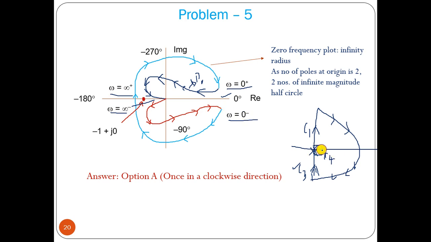Now we have this C4. This is 0 radius in the Nyquist contour, but in the Nyquist plot it becomes infinity radius, and we have 2 poles, so 2 half circles. So from here we have 2 half circles. This is one half circle and this is your second half circle, two half circles from here to here. This is the total Nyquist plot that we can draw very easily in clockwise direction.